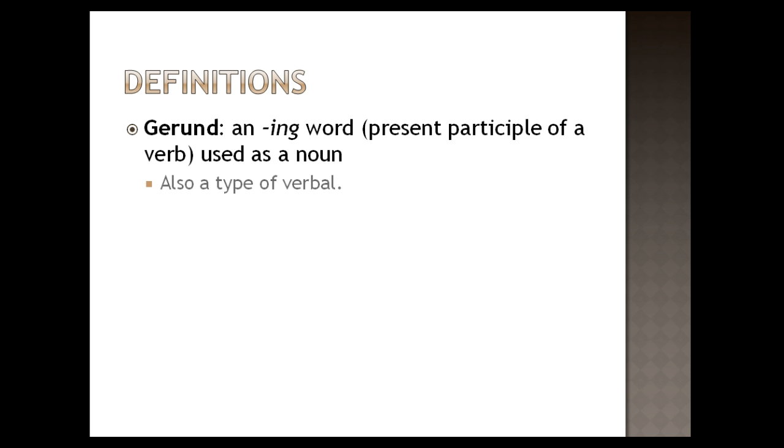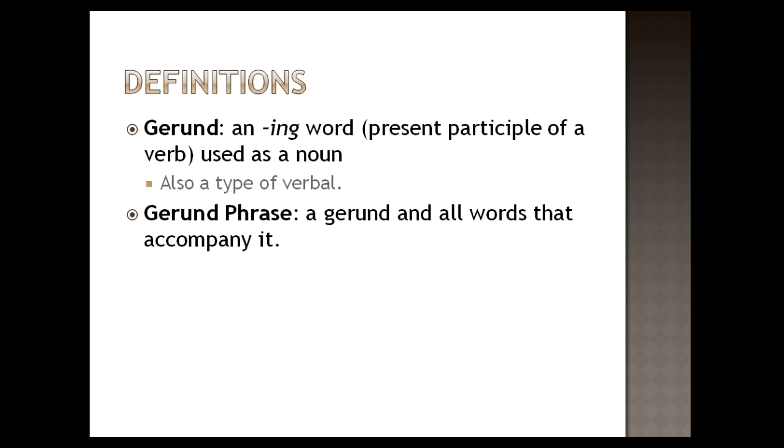A gerund is an ing word, or present participle of a verb, also used as a noun. In that way, it's actually among the simplest of all these different verbals to find, because it's always going to end in ing. It's a type of verbal, which means we're going to be looking for an ing word which doesn't have a helping verb. Understand that a gerund phrase is simply that gerund, that ing word, and all the words that accompany it or describe it.